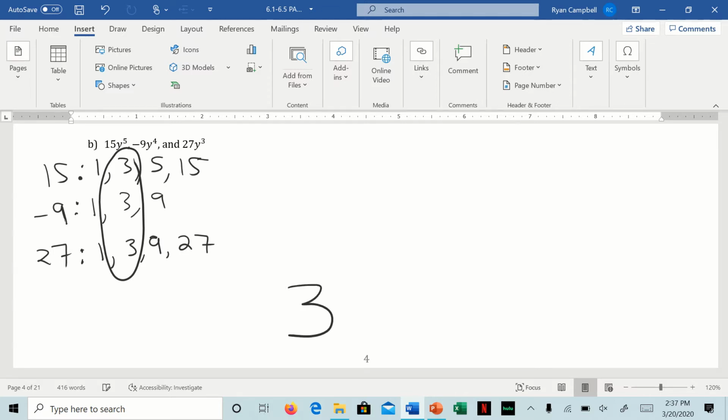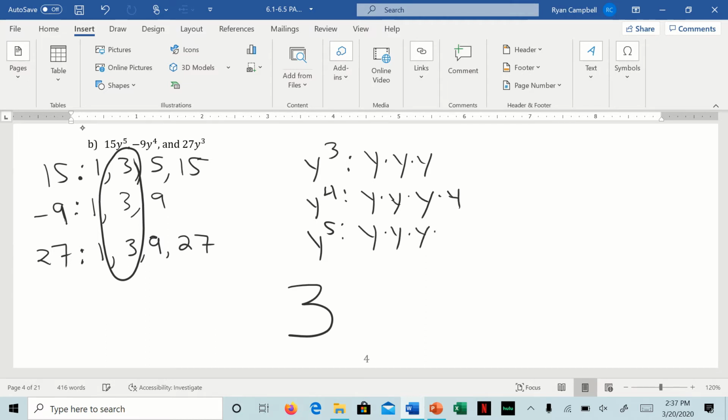Then we can look at the y's, right? So another way we can write it is y cubed, y to the 4th, y to the 5th. So y cubed is just y times y times y, or y cubed, right? So you can see, it's going to be the smallest exponent if you actually wrote them all out. So this is another way you could do it. Whichever way works for you, I am all for.